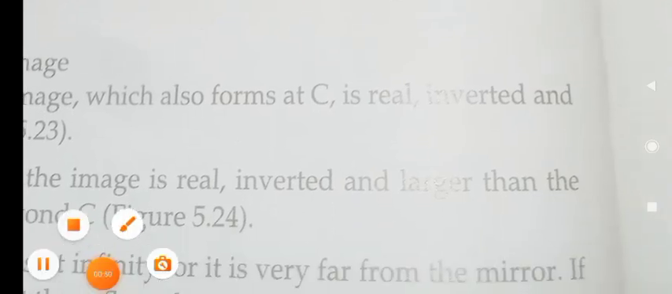Okay children, the next one is, if the object is at infinity, meaning some far away distance, like the sun, very small real images are formed at the focus. This is why concave mirrors are used to concentrate the rays of the sun in solar heaters. As shown in the figure, the concave mirrors are used in the solar heaters to focus the heat of the sun. A very small image will be formed, but it is a very pointed size.